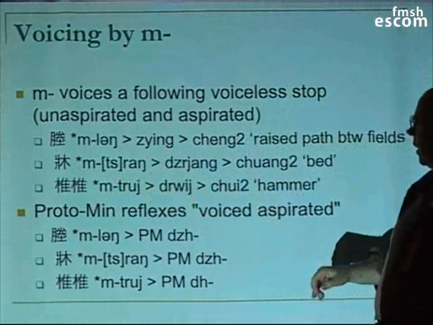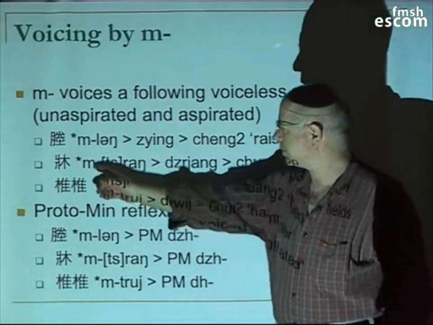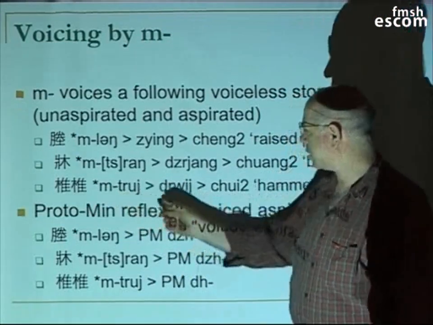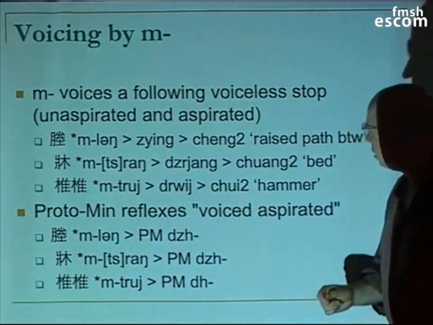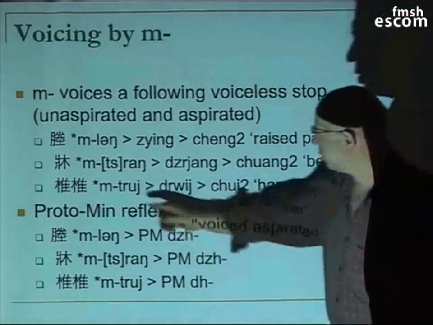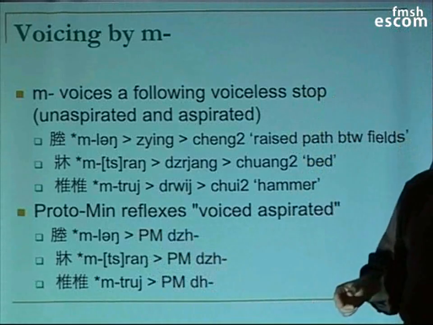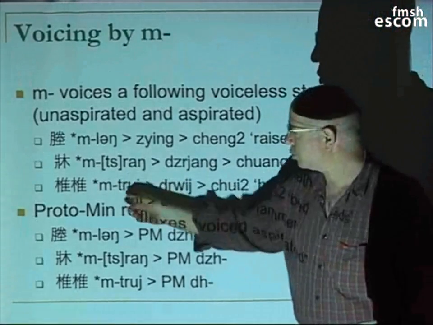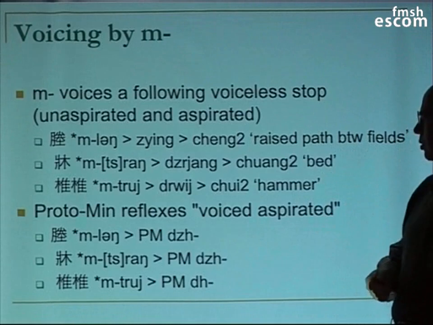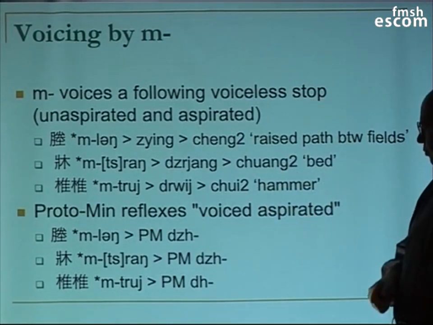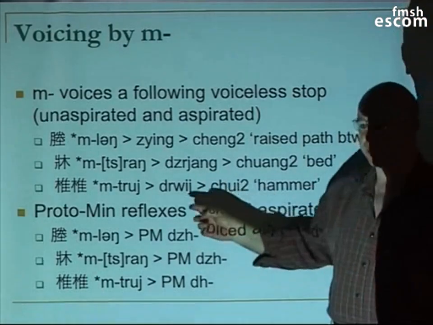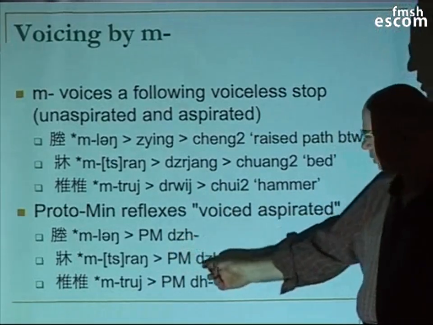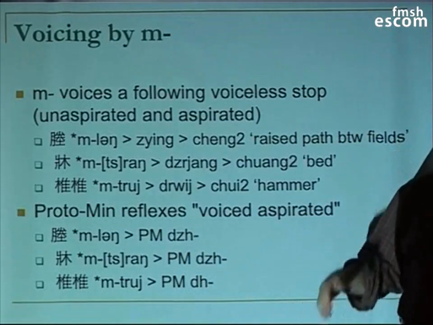Now, an example is chuang, where the initial was TS, and N voices it to DZ. And this is a hammer, initial TR. M voices it to DR. Here the M is probably the M that changes verbs into instrument nouns. We have a verb trui, meaning to crush. So a hammer is a crusher. And when these forms are reflected in Proto-Min, they get voiced aspirated initials.